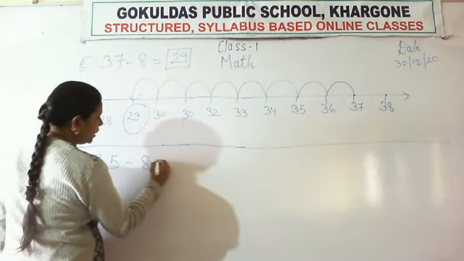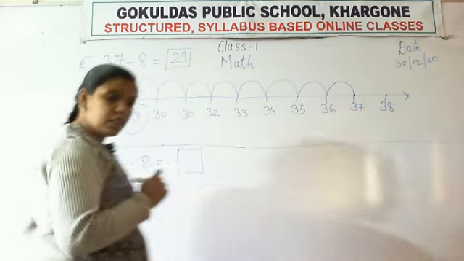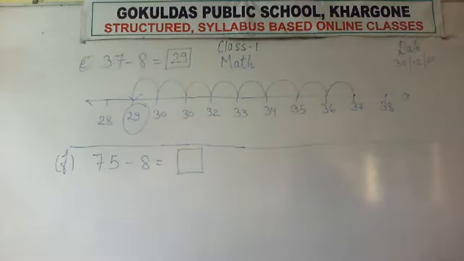75 minus 8. You draw the number line. आप number line draw करेंगे. देखें आप are you able to draw the number line or not? कहाँ से लिखना है number? So try to solve this question yourself. Fast.